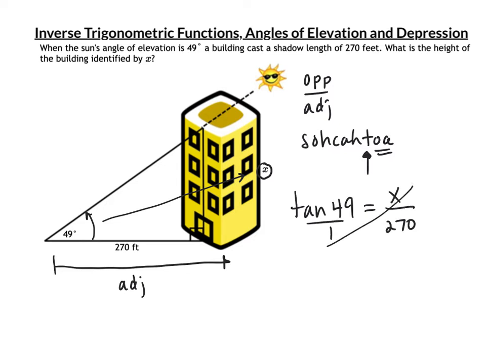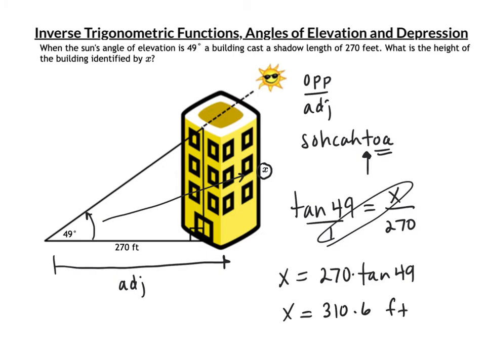Put that over 1 and cross multiply. X times 1 is x. 270 times the tangent of 49. Go put that in Desmos. Don't forget to switch it to degrees. And we round that to the 10th. It doesn't say here, but normally rounding to the 10th is good. That is 310.6. 310.6 feet.